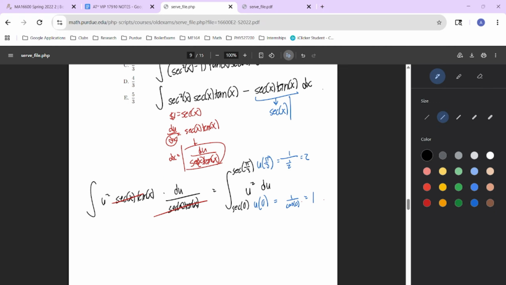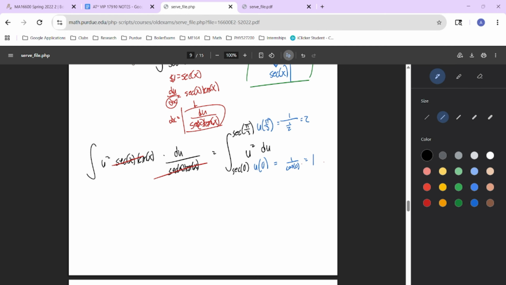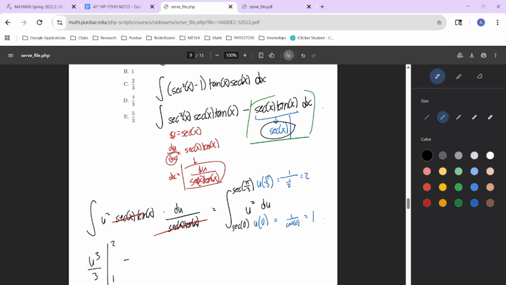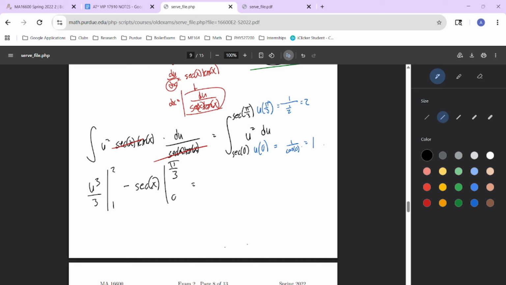And we're going to bring this back up from its grave. So our full integral becomes u cubed over 3 integrated from 1 to 2, and then minus this part of the function here, secant of x from 0 to pi over 3. This becomes 8 over 3 minus 1 over 3 minus, in brackets, secant of pi over 3 was established as 2. Secant of 0 is 1. This becomes 7/3 minus 1 is equal to 4/3.